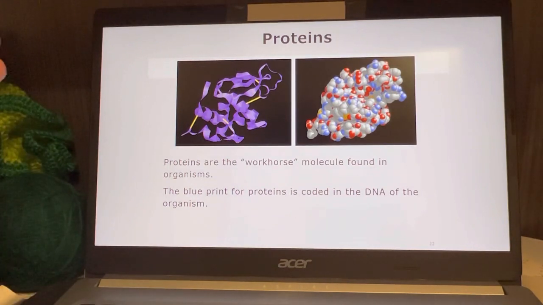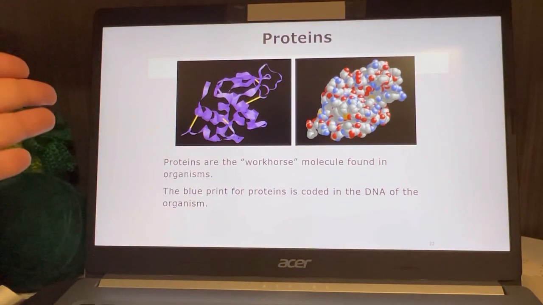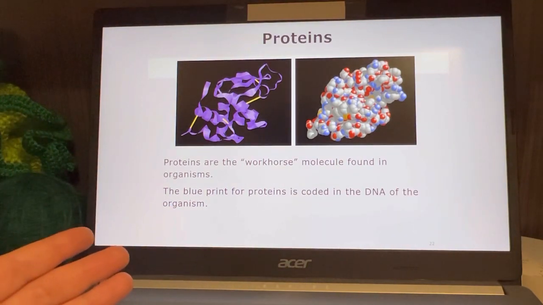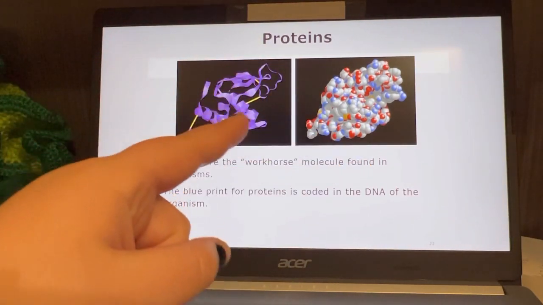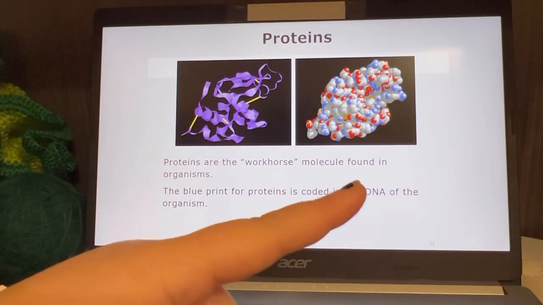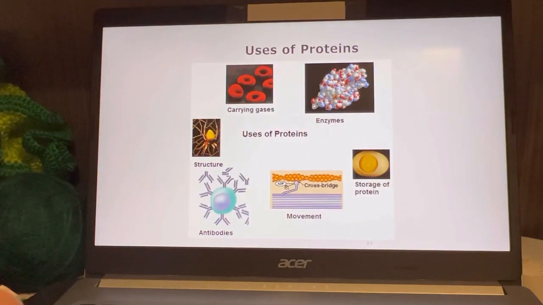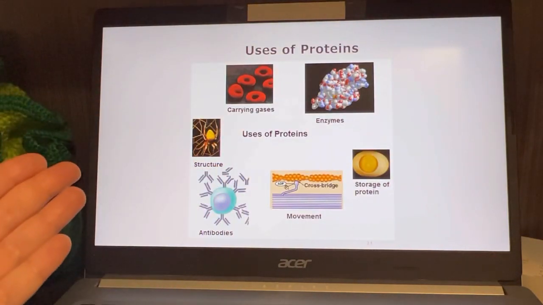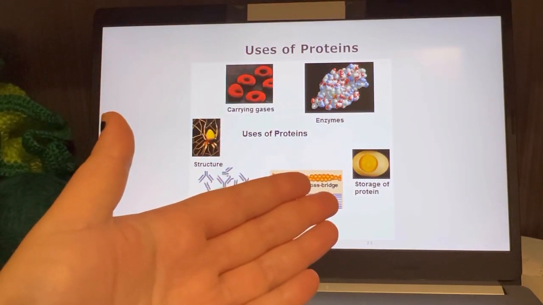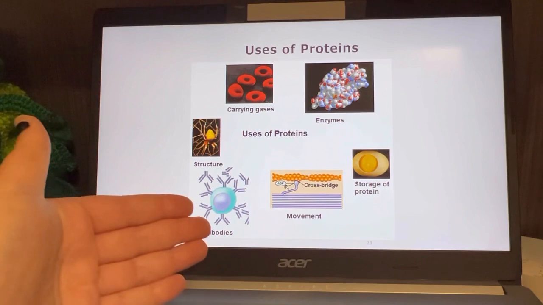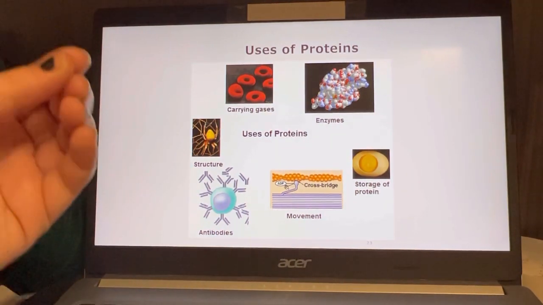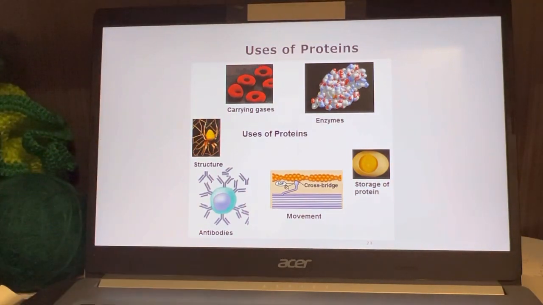Alright, proteins. Proteins are the workhorse molecule found in organisms. The blueprint for proteins is coded in the DNA of the organism. Whenever we want to make one of these, we get the information on how to make it from your DNA. What do we use proteins for? Literally everything. Carrying gases, they're enzymes, they store protein as in your food protein. Movement, they're antibodies, structure. They have so many uses you would not be able to function without them.